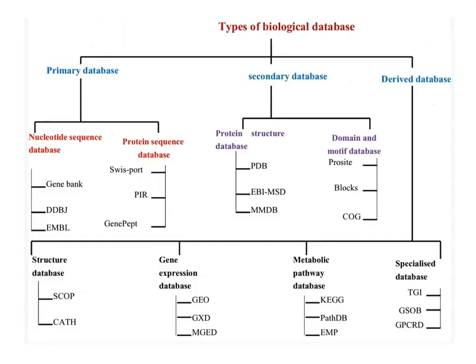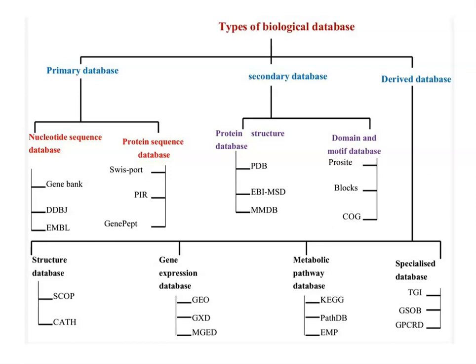Then biological databases. Now, what are these biological databases? A collection of biological data arranged in computer readable form that enhances the speed of search and retrieval and is convenient to use is called a biological database. Biological databases may be primary database, secondary database, or derived database.